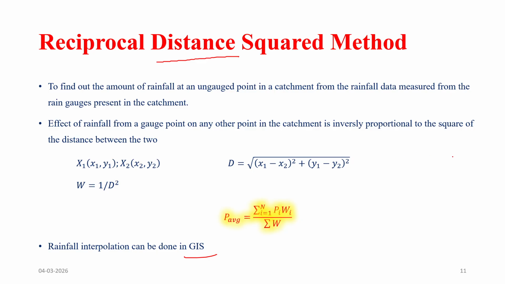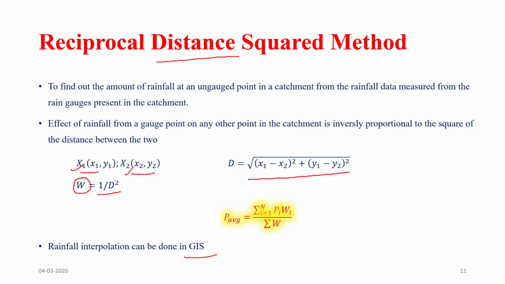Suppose in a catchment there are two points, x1 and x2. The distance between these points can be calculated by this formula: square root of (x1 minus x2) squared plus (y1 minus y2) squared, where x1, x2, y1, y2 are the coordinates of these two rain gauges or points. Now, the weight of each point can be calculated by 1 by d squared.